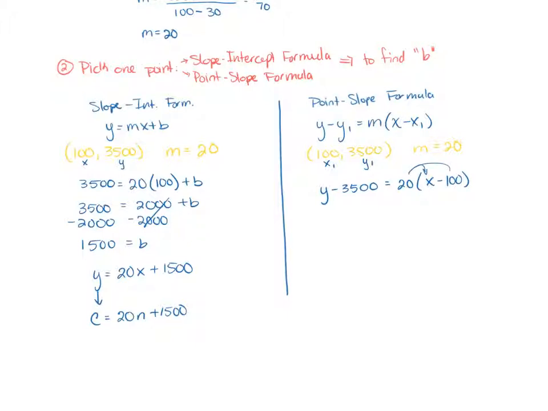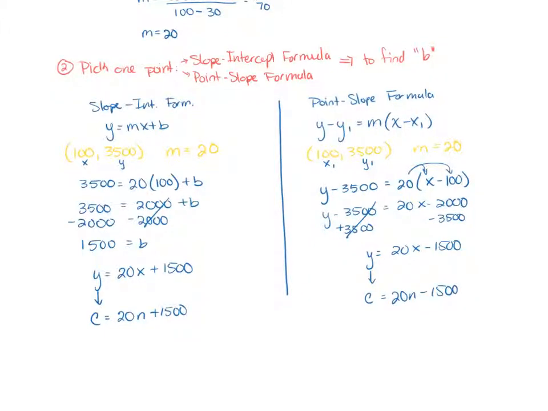Now we're going to distribute that 20 to every term inside the parentheses. So that gives us 20x minus 2,000. And then now we're going to add 3,500 to both sides to get y by itself on the left. And notice that you get the same exact equation. And again, don't forget to make sure that you replace the y and the x with the variables given to you in the problem.